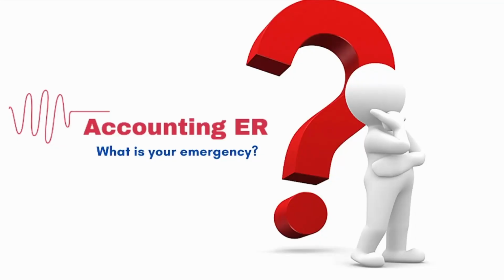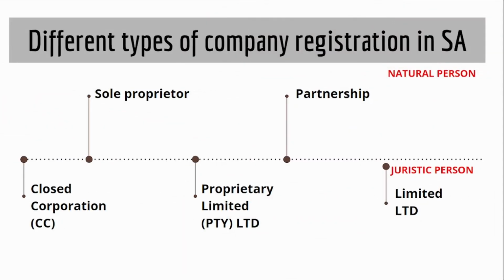Let me run you through some of the basics that are important for you to know. The different types of company registrations in South Africa can be divided into two sections. A natural person, which would be trading as a sole proprietor or a partnership, and a juristic person, which would be a registered entity such as a CC, proprietary limited, or limited. Today we're going to be looking at a legal entity.